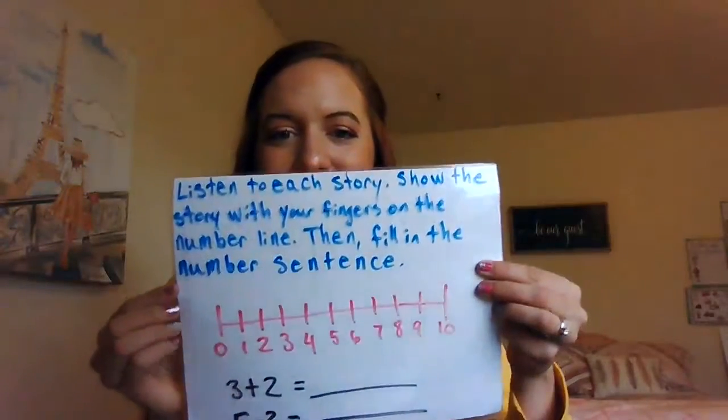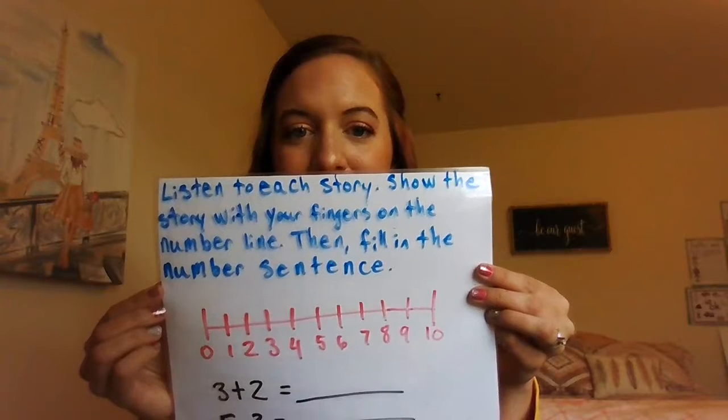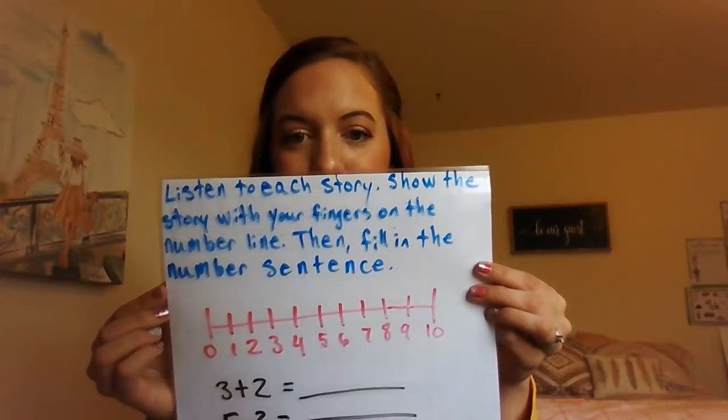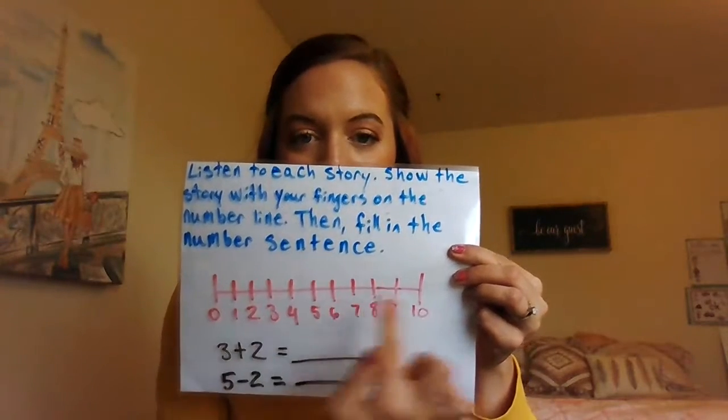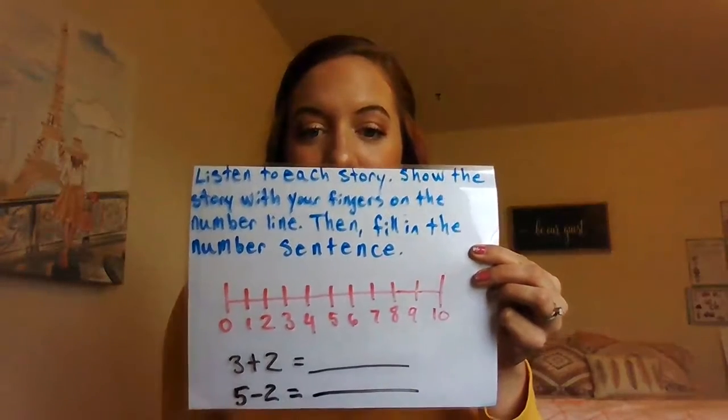Today's math question of the day, it's a little different. So I'm actually going to walk you through how to solve it. It's using things that we've done before, but there's 2 parts to it. So you have to listen to 2 different parts of a story problem and then fill out some number sentences for each part of the story problem. So here are the directions. It says, listen to each story. Show the story with your fingers on the number line, and then fill out the number sentences.